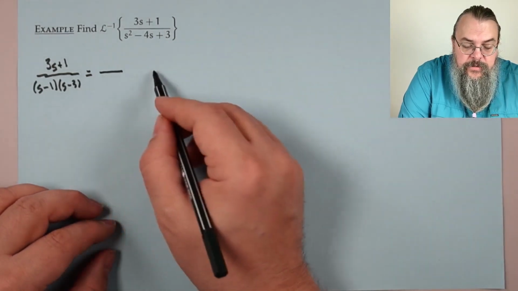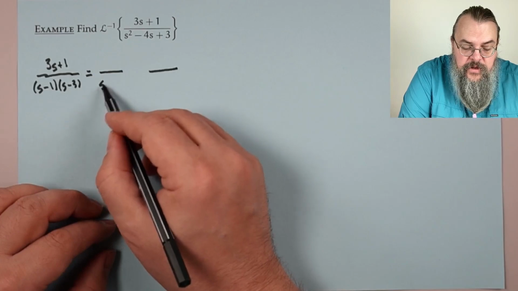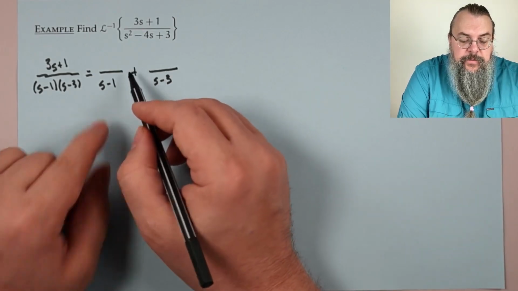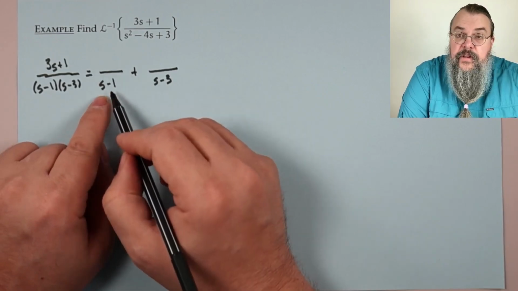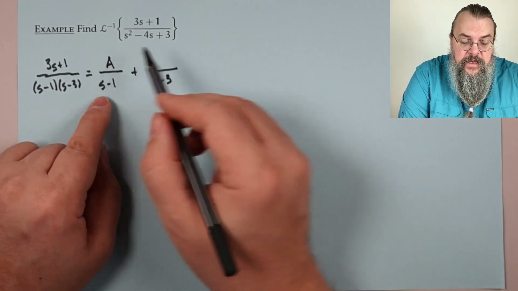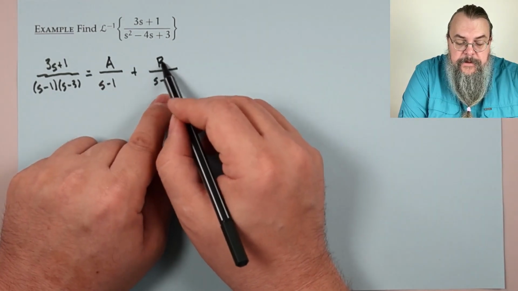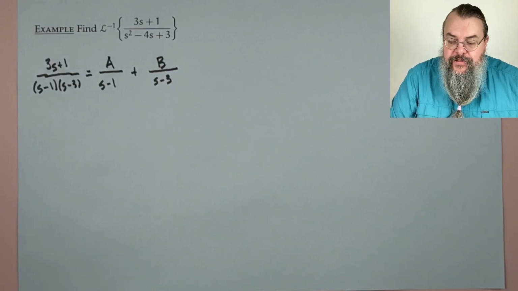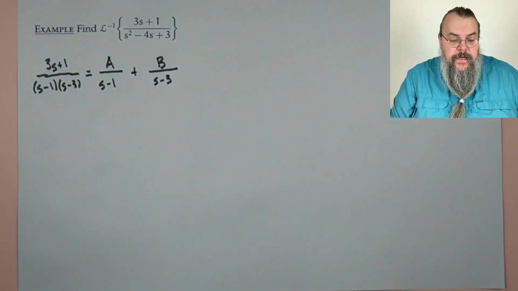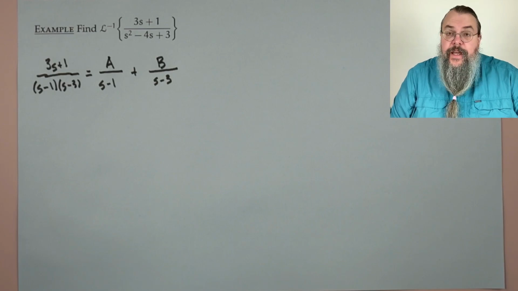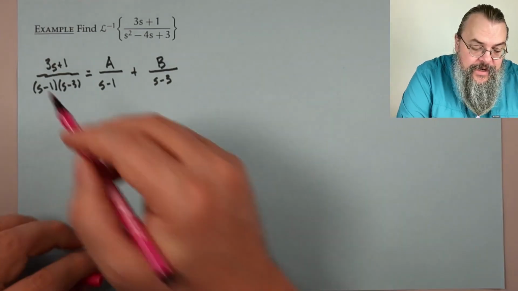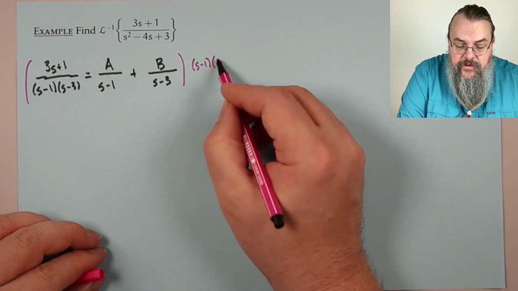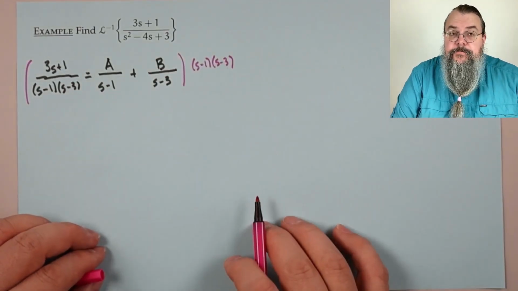We have two pieces downstairs, so we're going to have two terms. One for s minus 1, one for s minus 3. And then upstairs, since it's a linear piece, an unknown A, and here an unknown B. A over s minus 1 plus B over s minus 3. All right, good. Next step, clear your denominators. So for us, that means multiply by s minus 1 times s minus 3.